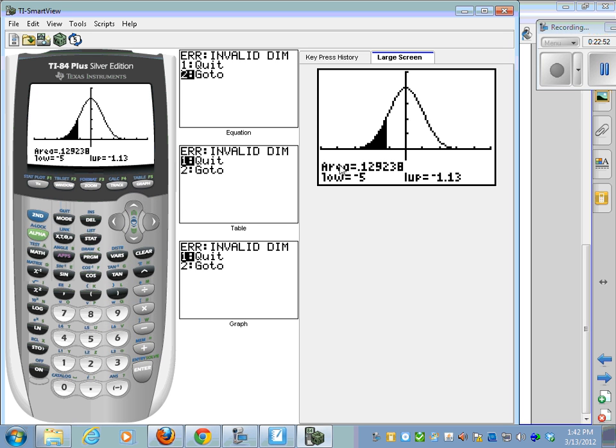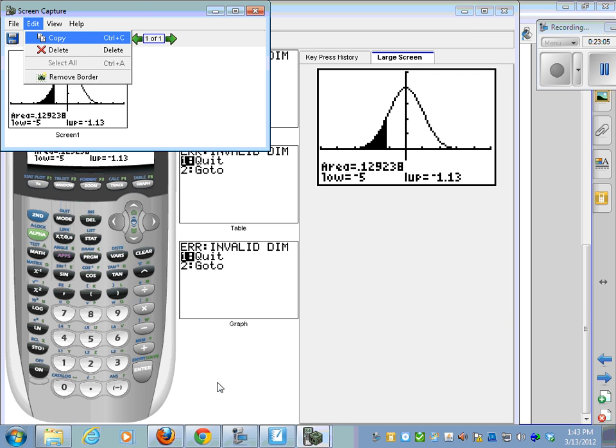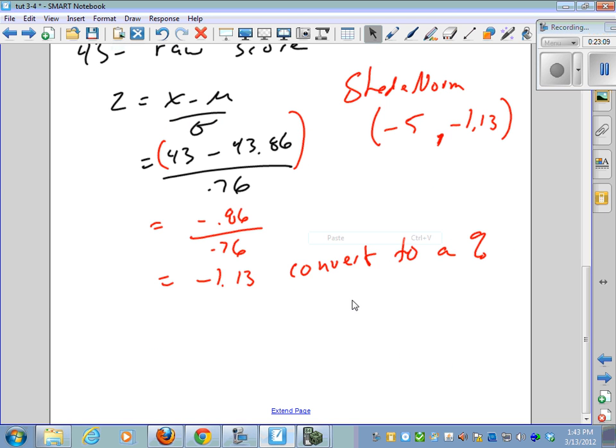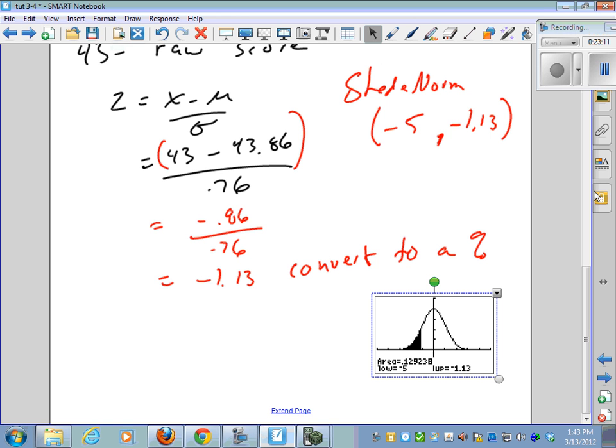This area value, this 0.129, guess what that is? That's the number we're looking for. That's the percent we're looking for. Okay? That's what we are indeed trying to figure out. Okay, so I'm just going to put that in there. Give me a second here.